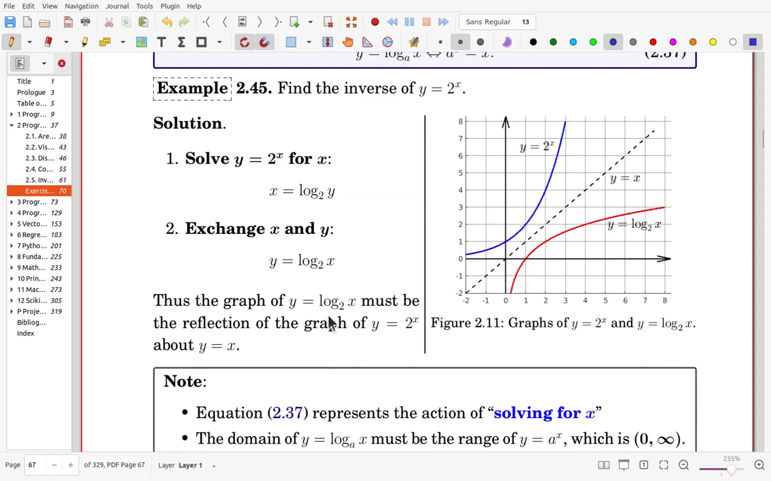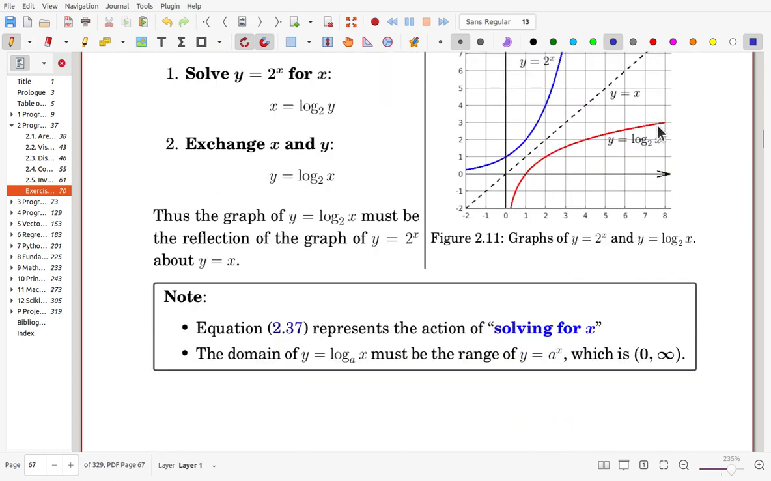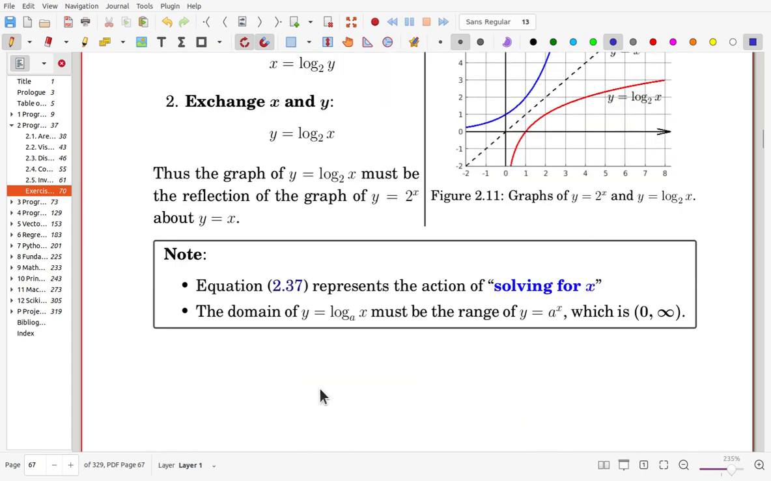The graph of y equals log base 2 of x must be the reflection of the graph of this exponential function about y equals x. As you can see in this figure, that is the given function and its inverse logarithmic function, and that is a reflection about y equals x. Okay, here we have a note.